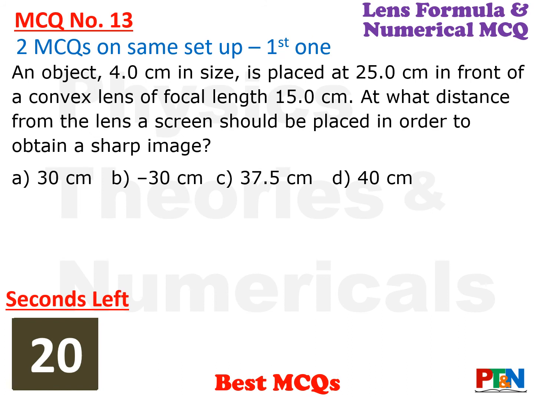Next MCQ. An object 4 centimeter in size is placed at 25 centimeter in front of a convex lens of focal length 15 centimeter. At what distance from the lens a screen should be placed in order to obtain a sharp image? 4 options, 20 seconds time. Time starts now. Again, do the calculation, take your time, come back to the video. Try to do it quickly.